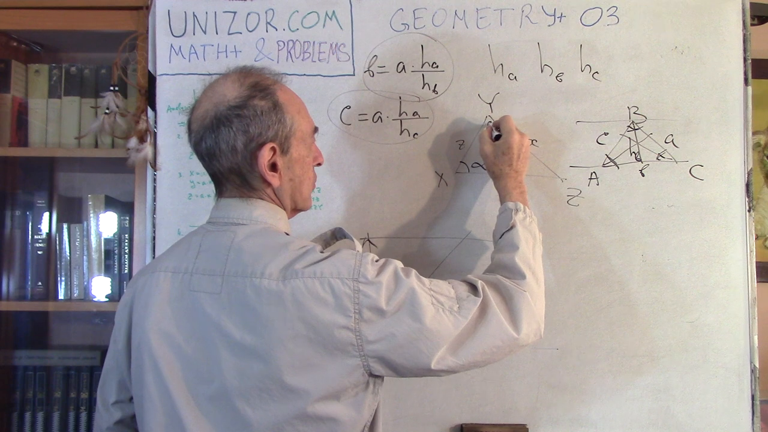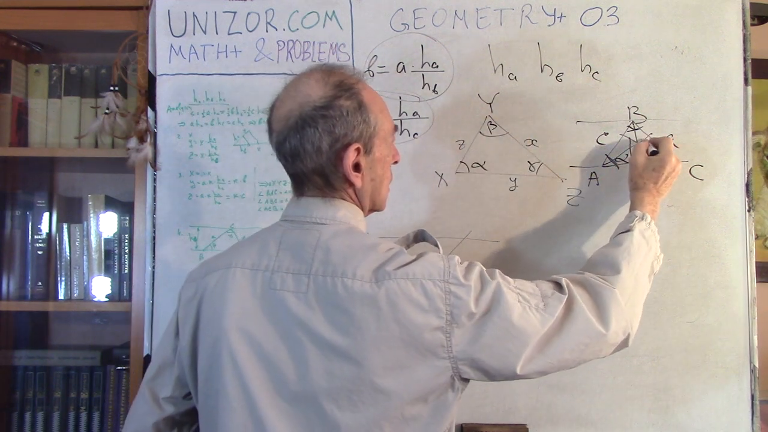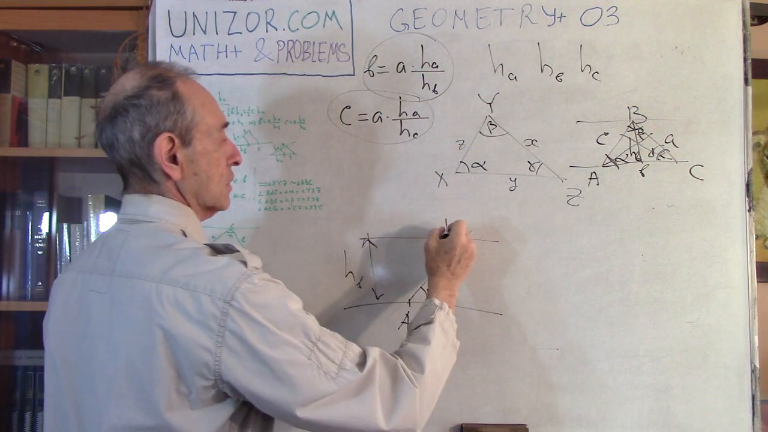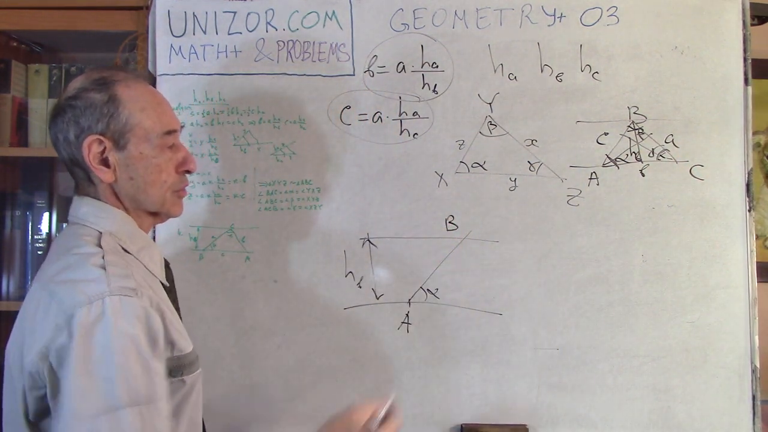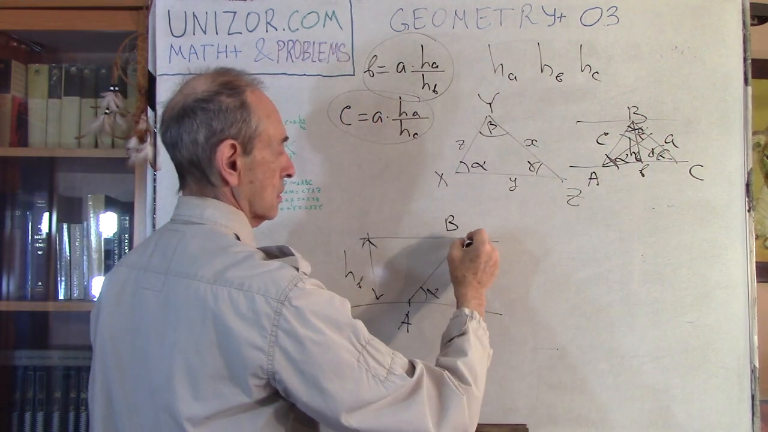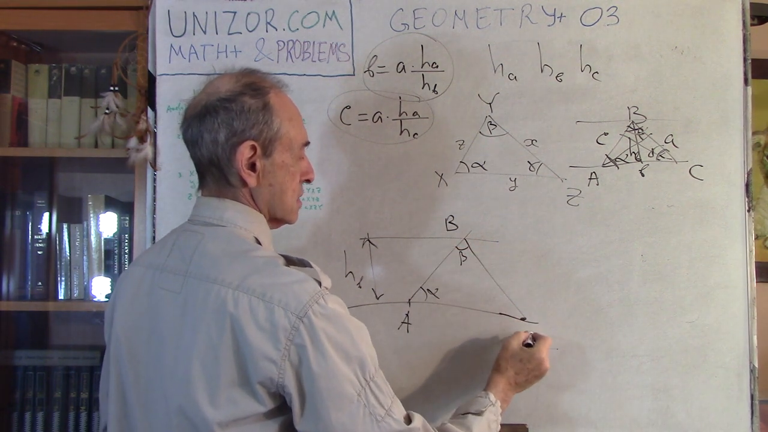Alpha, beta, gamma. Alpha, beta, gamma. So I know now the point B. How to get to C? Well, this angle is beta. So I put this beta, and that's my C.